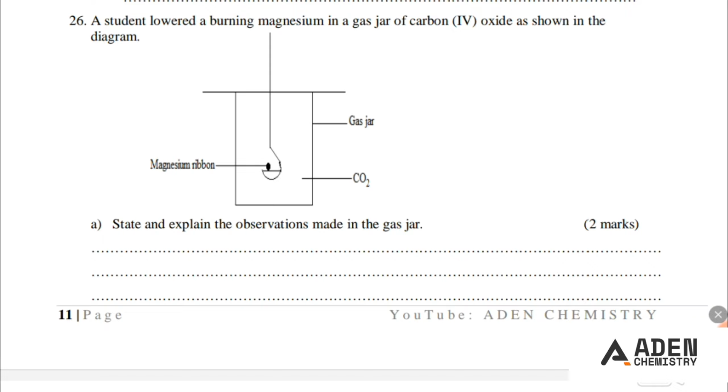So what is the color of magnesium oxide? It's a white solid. What about carbon? Carbon is black sparks. So we're going to say a white solid and black sparks are formed. The reason is that the heat from burning magnesium decomposes carbon dioxide into carbon and oxygen. So the oxygen will react with magnesium, forming magnesium oxide, which is a white solid.